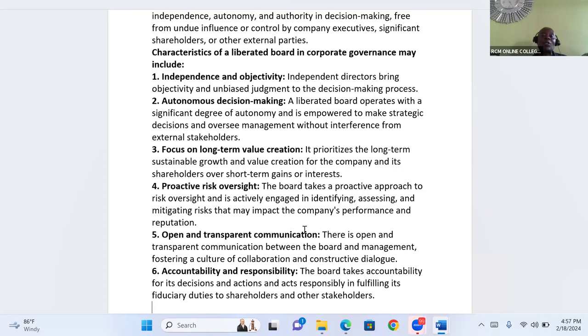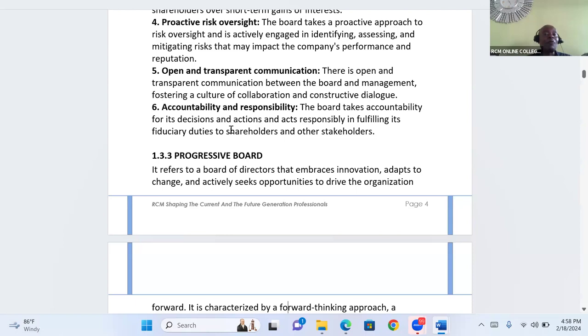Open and transparent communication. They're at liberty. They're independent. They'll be able to call things as they are. There is open and transparent communication between the board and management, fostering a culture of collaboration and constructive dialogue. Accountability and responsibility: the board, unlike the ceremonial board, takes accountability for its decisions and actions and acts responsibly in fulfilling its fiduciary duties to shareholders and other stakeholders.